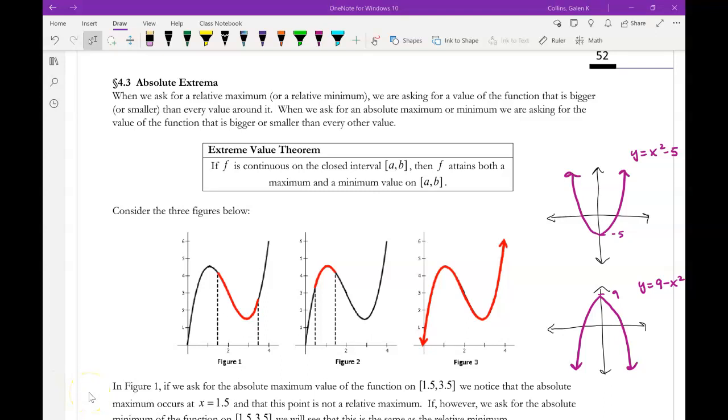In section 4.3, we are learning how to determine whether a function has absolute extrema. Similar to relative mins or maxes, we know that a function can have an absolute min or max on a closed interval. The extreme value theorem tells us that if a function is continuous on a closed interval, then it will attain both a minimum and maximum value.